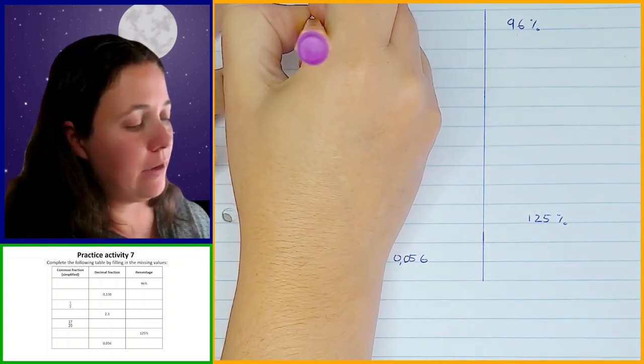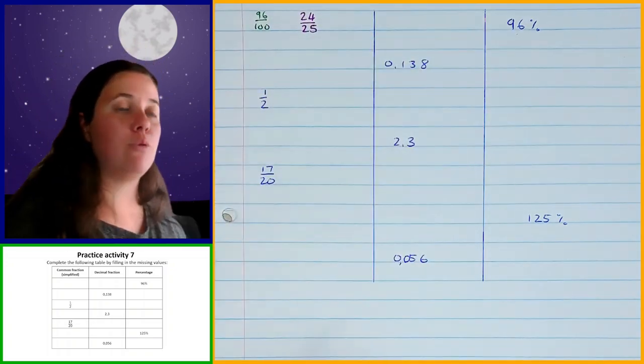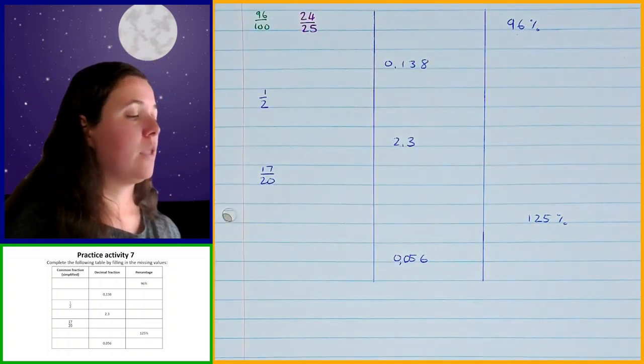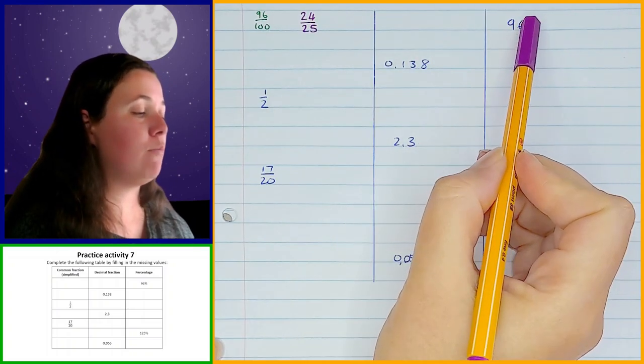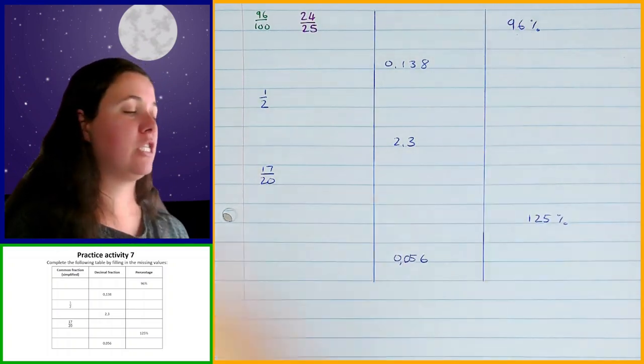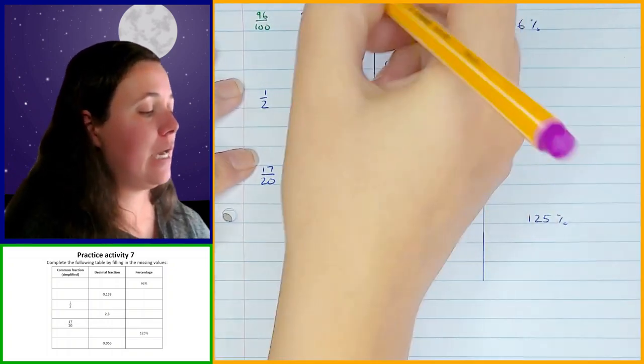24 over 25. Okay, so that's what you should have got for that one. Then, writing it as a decimal, we just divide by 100, so we move our decimal point two places to the left. That gives you 0.96.